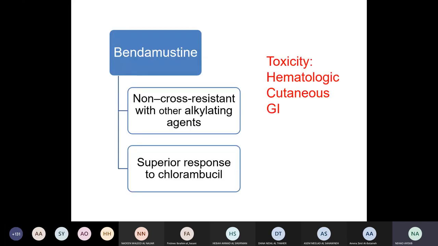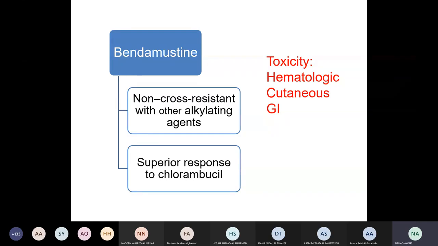Another chemotherapeutic drug we can use هو البندامستن. البندامستن هو عبارة عن alkylating agent, بس مختلف شوي عن other alkylating agents in its structure. يعني ما في cross resistance. طبعا ال resistance is a problem, is a limitation بال cancer management.